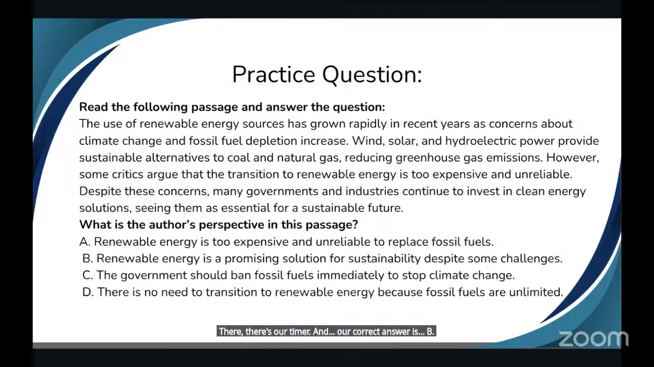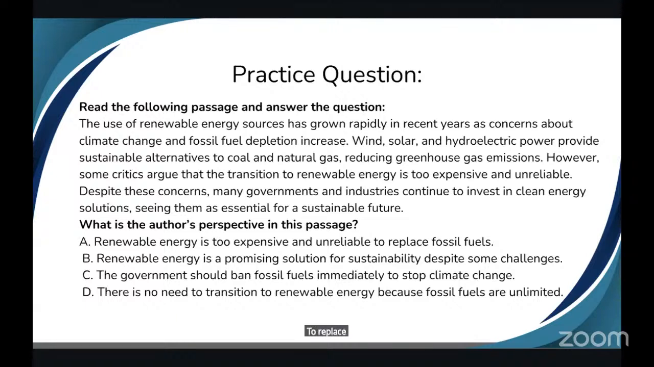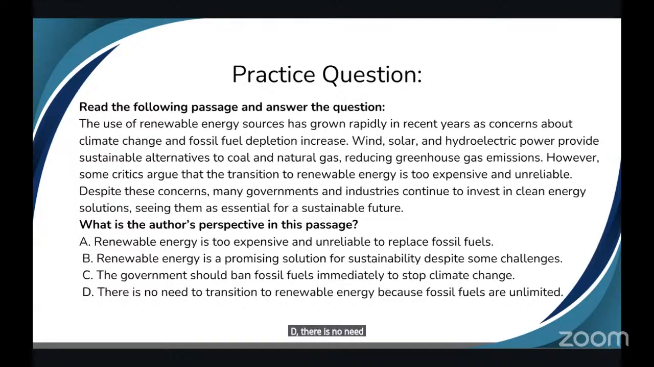Let's go back and look at this one. What is the author's perspective in this passage? A, renewable energy is too expensive and unreliable to replace fossil fuels. B, renewable energy is a promising solution for sustainability despite some challenges. C, the government should ban, there's one of those key words we've always paid attention to, ban fossil fuels immediately to stop climate change. D, there is no need to transition to renewable energy because fossil fuels are unlimited.